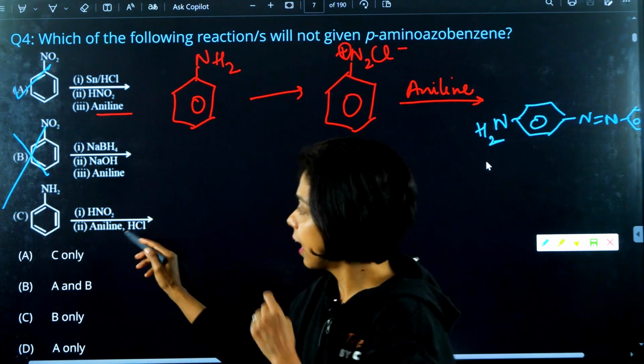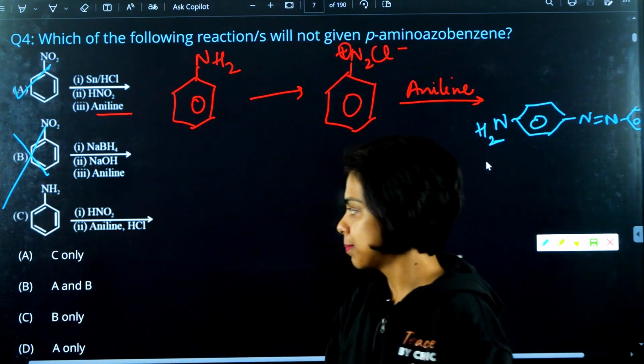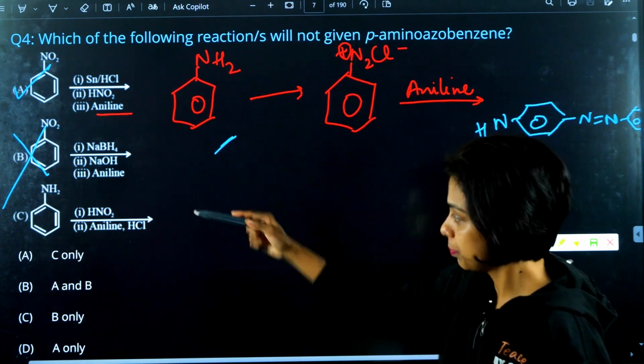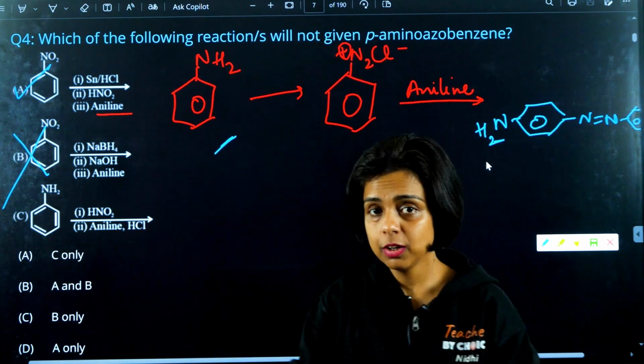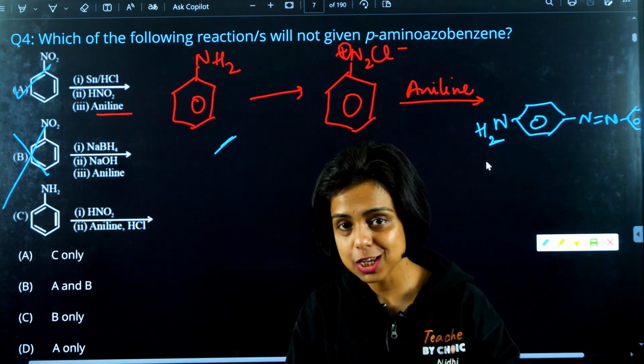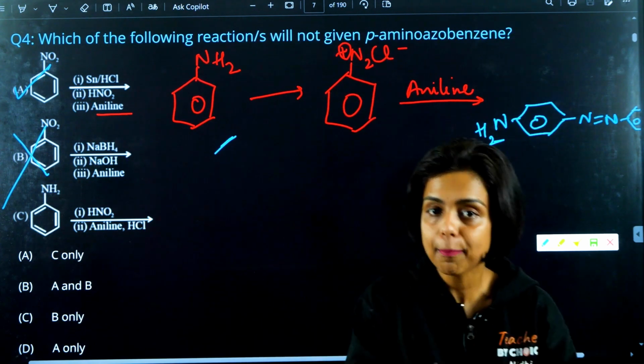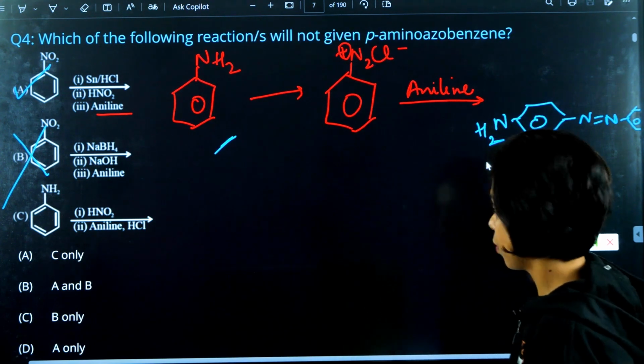Next again we have HNO2, very simple, again the same as the first. So we are starting from here only. We have aniline, which will get converted into benzene diazonium salt on reaction with nitrous acid, and that benzene diazonium salt will couple with aniline to form again the same compound, right?